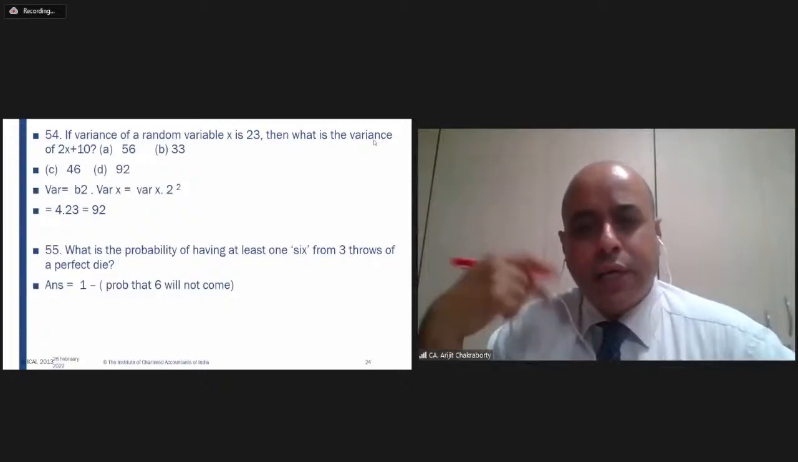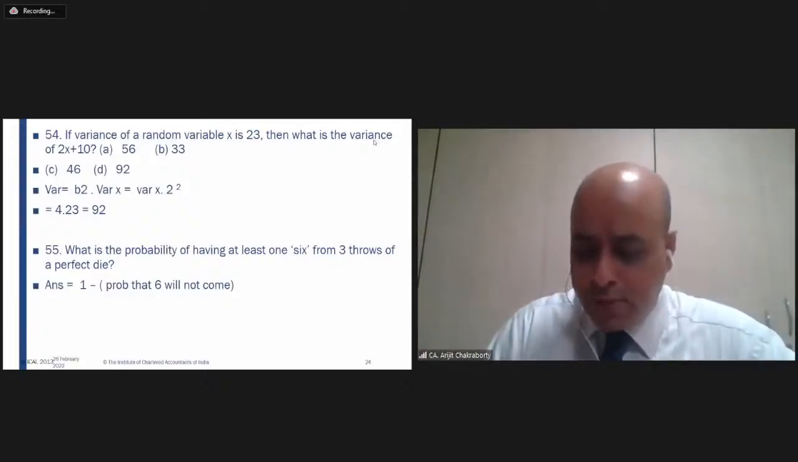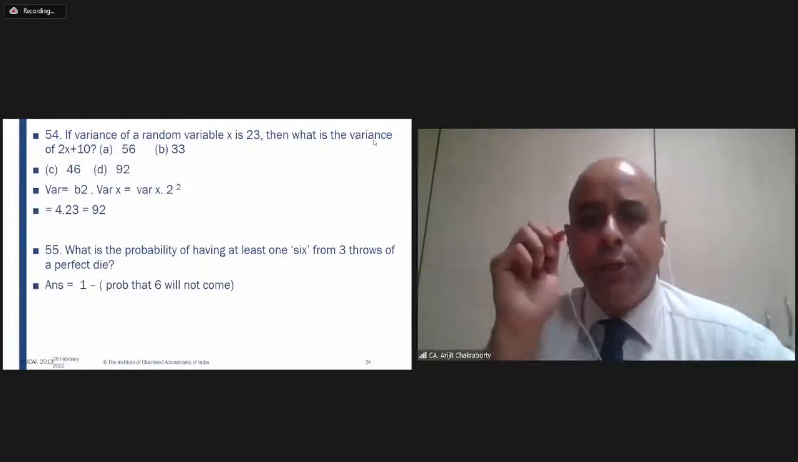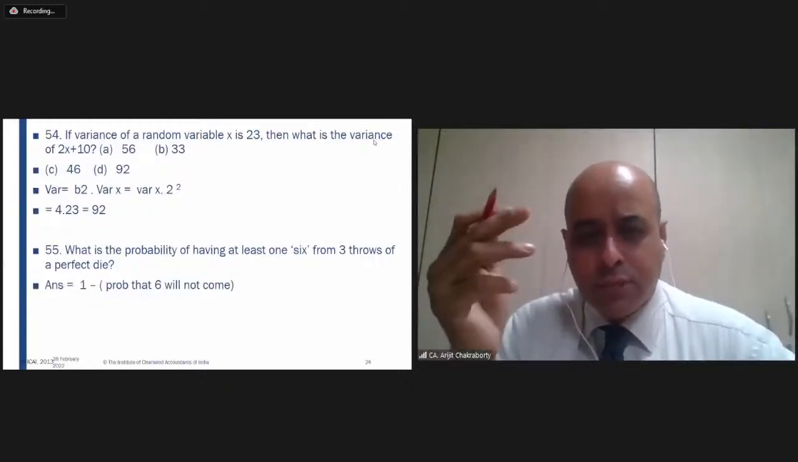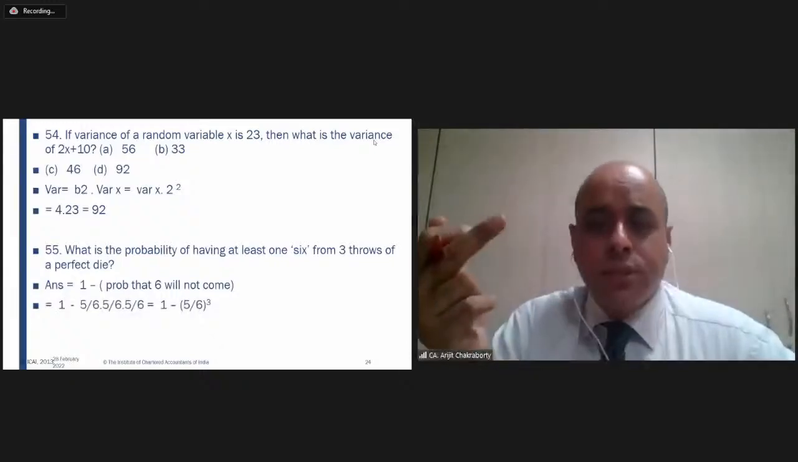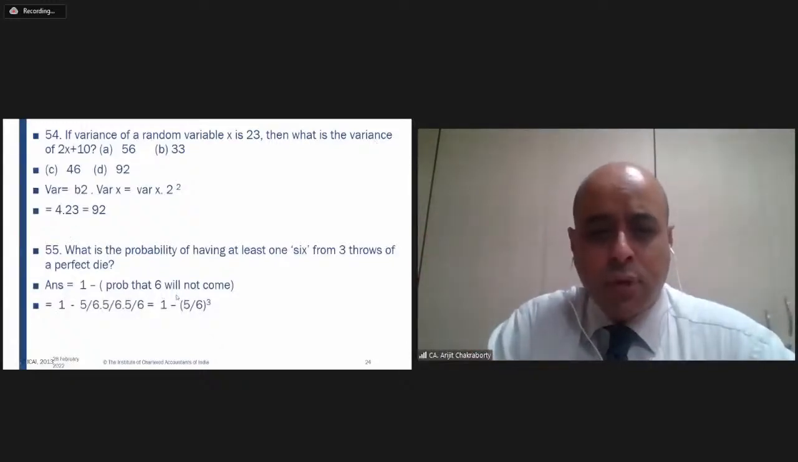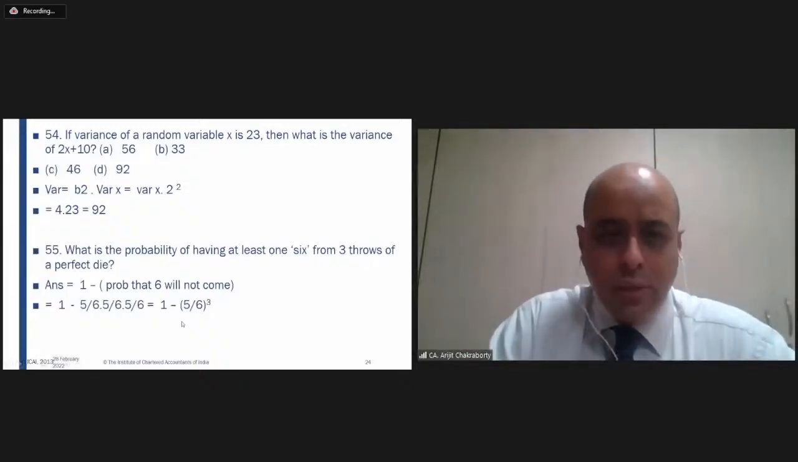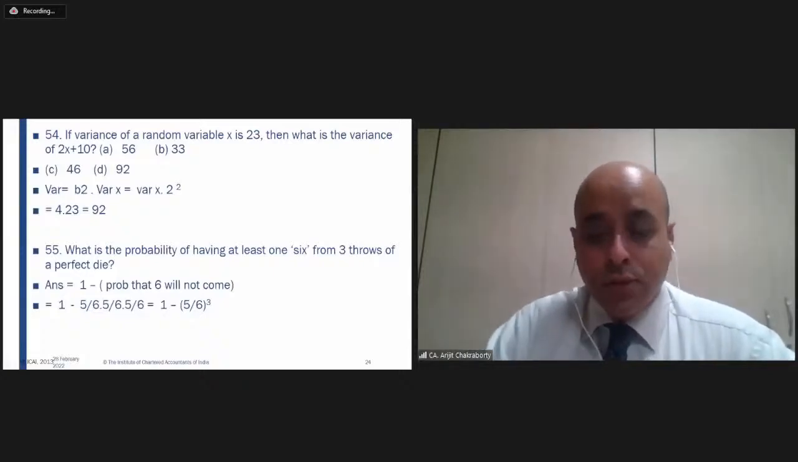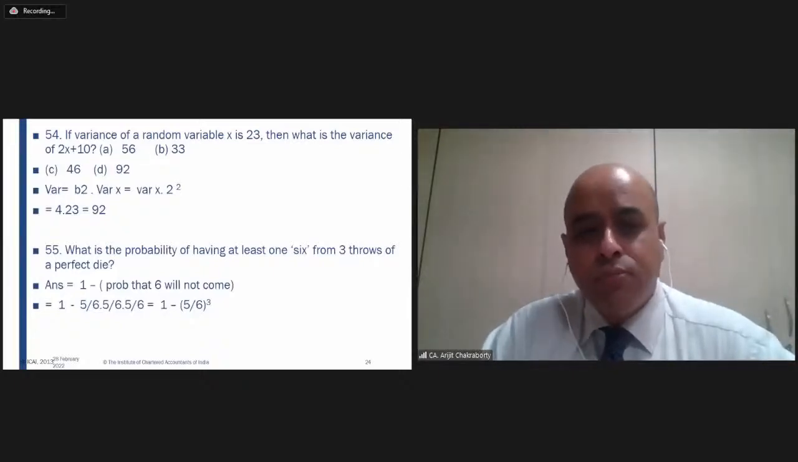This is the first throw. Second throw, again the probability is 5/6, and the third time also 5/6. So the probability is (5/6) cube, that is 5/6 into 5/6 into 5/6, 3 times. Therefore the probability that we will get at least one 6 is 1 minus the probability that 6 will not come, that is 1 minus (5/6) cube. You can simplify and get the answer. This type of problem is better solved using this complementary idea.